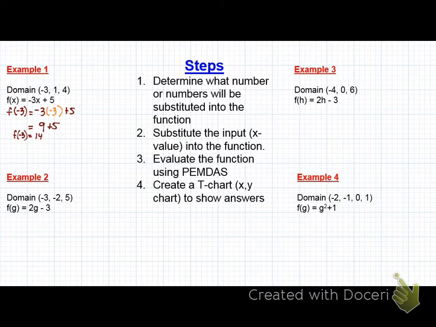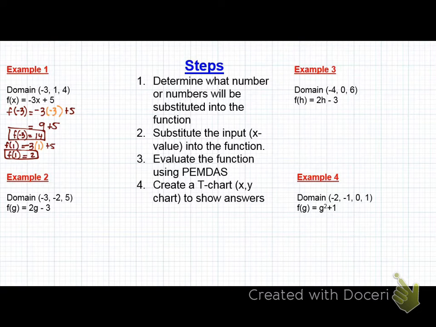Then I'm going to go to the next one. We got 1. F of 1. Okay? F of 1, I'm going to input. I'm going to bring down the original problem, negative 3x plus 5, but instead of x, I'm going to put in 1 this time. So negative 3 times 1 plus 5. Negative 3 times 1 is negative 3. Negative 3 plus 5 is 2. Okay, so that's the first one, or the second one. First and second one are here.